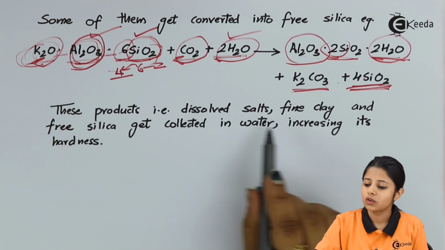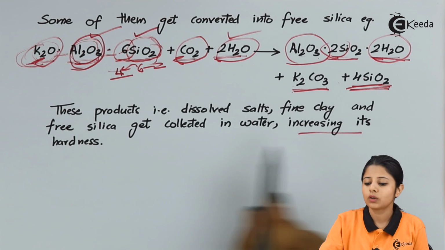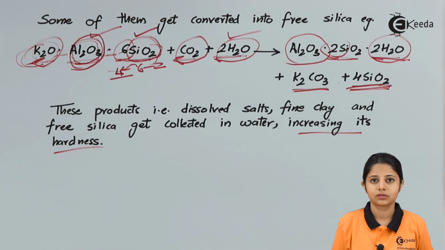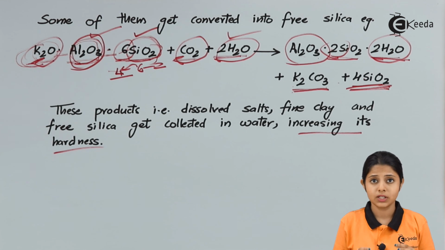These products, that is dissolved salts, fine clay and free silica, get collected in water, and because of that also it increases the hardness. So in this session we studied about all the factors influencing the hardness of water. There are 3 main factors: dissolved minerals, dissolved oxygen and dissolved carbon dioxide. We studied with the help of reaction how dissolved minerals affect the hardness of water, how dissolved oxygen affects the hardness of water, and for carbon dioxide it not only affects the hardness of water but also helps other minerals to get dissolved in water and affect the hardness of it.